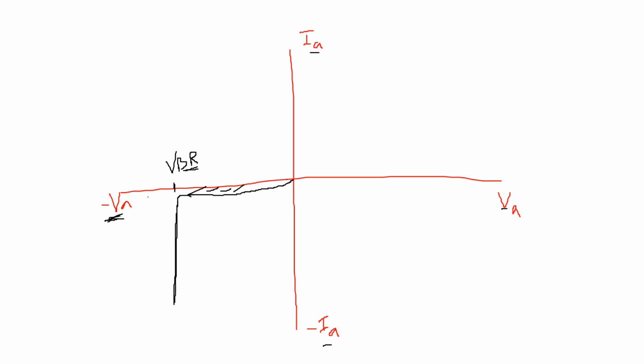In the second case we apply a positive voltage. Due to this positive voltage we get a small amount of forward leakage current. Due to the application of this voltage, this amount of forward leakage current we get. That is the second case.